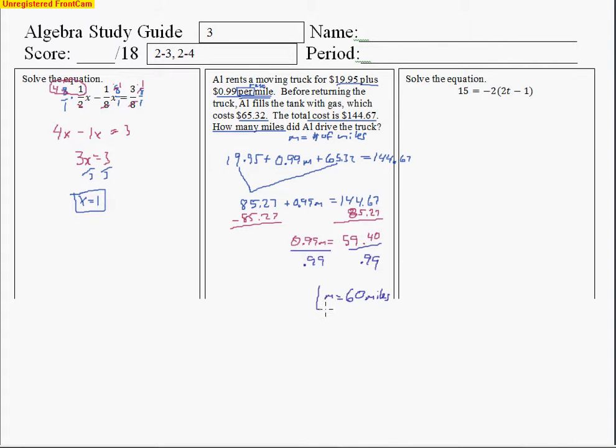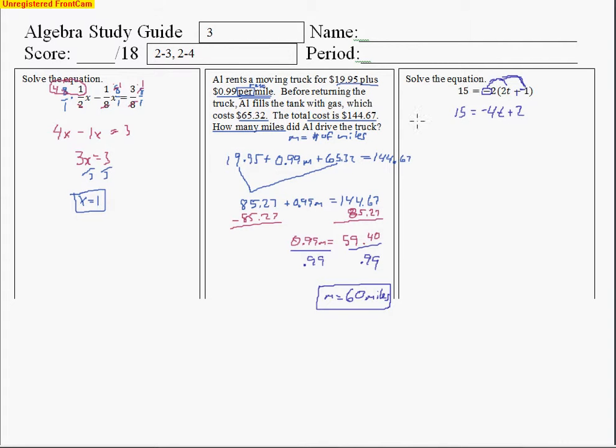So let's take a look at the next problem. It says solve the equation. What I'm going to do first is distribute that negative 2 over this subtraction. So I'm left with 15 equals negative 4t minus, and this is not going to be minus actually. I saw that minus sign, so I wrote that down, but then right away I see this negative sign right here. And with these negative signs, you can treat that minus 1 as negative 1 plus negative, which makes a positive. So I'm going to write down plus 2. 2 times 1 makes 2.